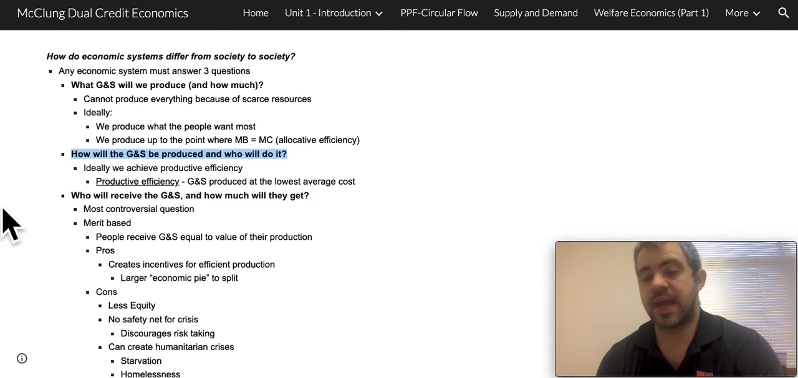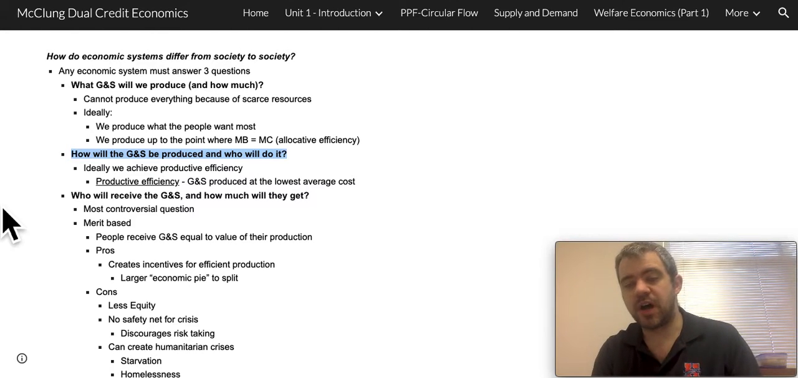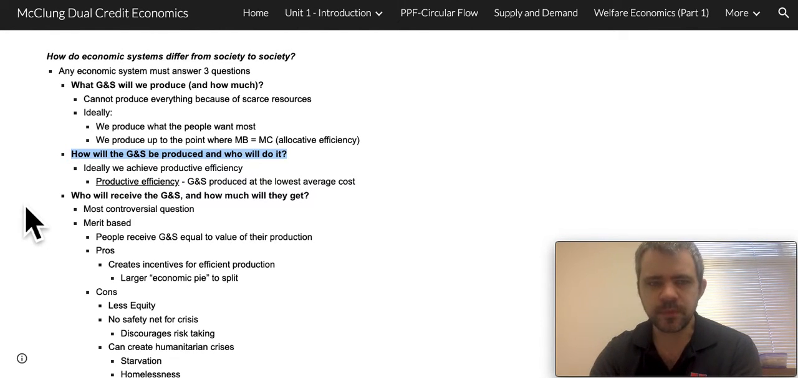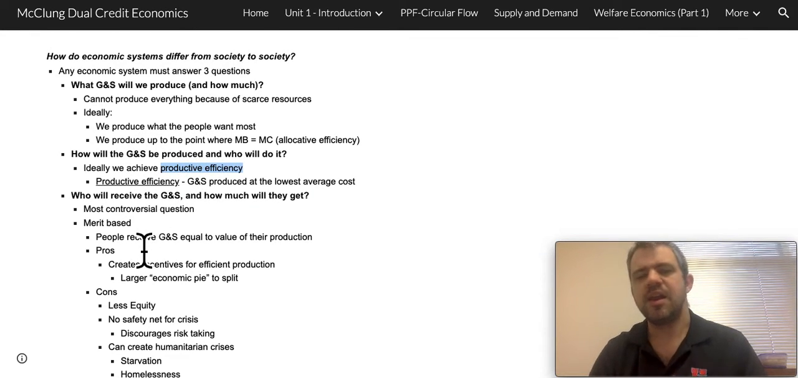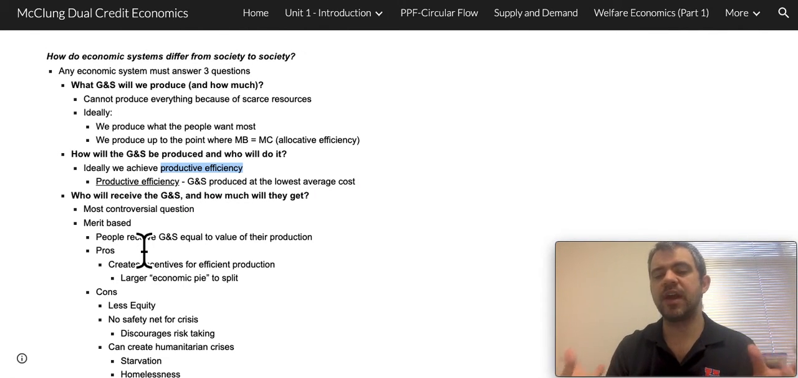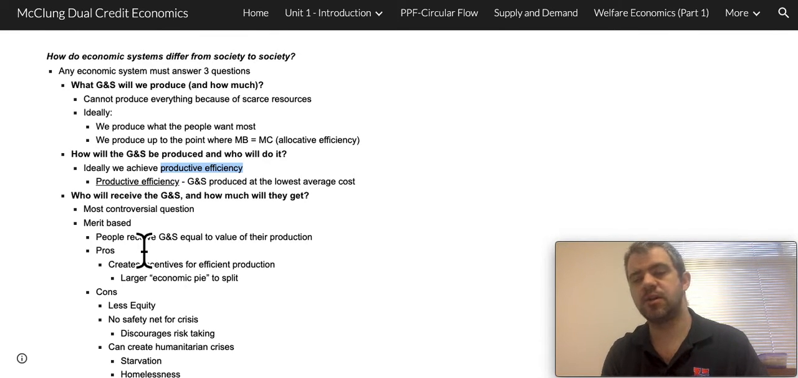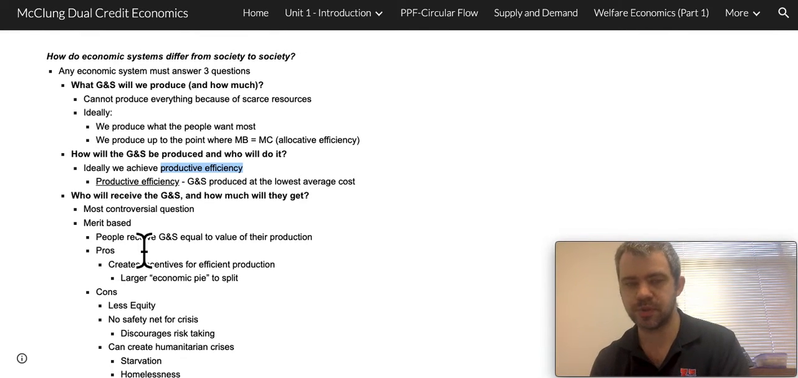The other question we have to ask is, how are we going to produce the goods? If I'm building a house, am I going to do it all by hand? Am I going to use a tractor? Am I going to use tools? I have to ask myself all these different questions. Ideally, we want to achieve something called productive efficiency. Productive efficiency just means we're making it as cheap as we can. When I say cheap, I don't mean quality. I mean we're giving up as few resources as we can to achieve the thing that we want to produce. We don't want to waste our resources when we're producing things.